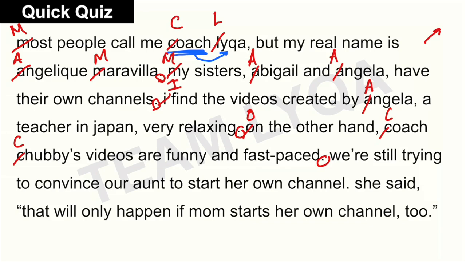Next, we're still trying to convince our aunt to start her own channel. So, period right here means capital to. We're still trying to convince our aunt. No, yung aunt here, ika-capitalize ko ba siya? Okay? Now, ang sabi dito, yung aming tita.